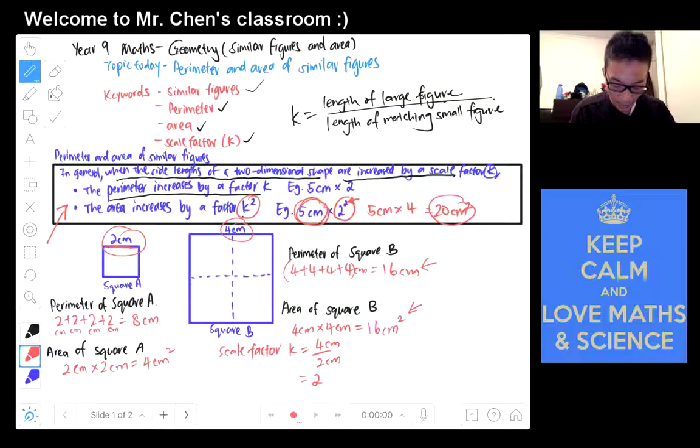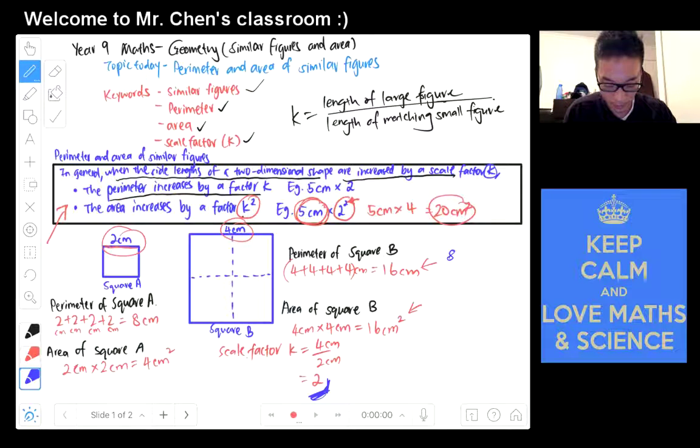So from there, we know. If I'm going to calculate the perimeter of square B without doing all those 4 plus 4 plus 4 plus 4, what you need to do is the perimeter increases by a factor of K. All you need to know is the original perimeter of square A, which is 8 centimeters.